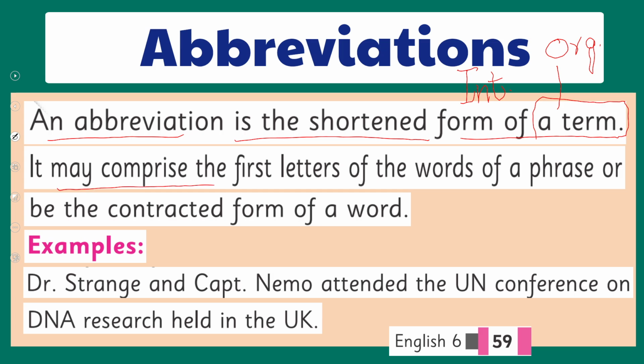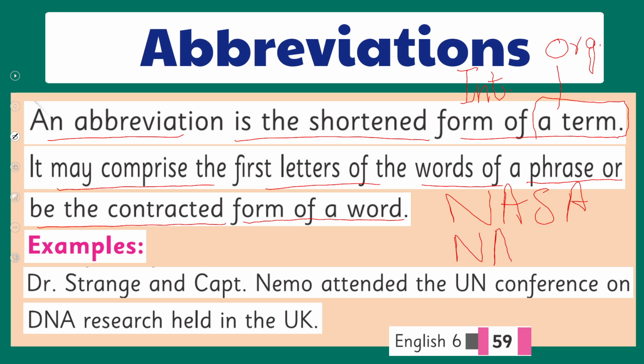Many comprise the first letters of the words of a phrase or are a contracted form of a word. So these abbreviations are deduced from words or phrases, or sometimes from a clause. Like we have the example of NASA, and the example of NATO. So what is NATO? NATO is an abbreviation of the full form North Atlantic Treaty Organization. Such contractions, such shortened forms, are considered abbreviations.